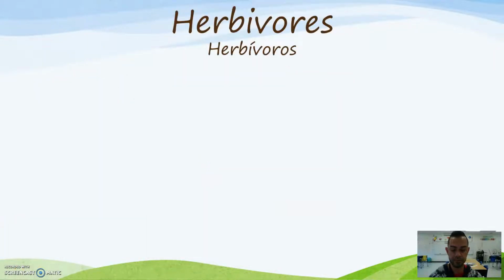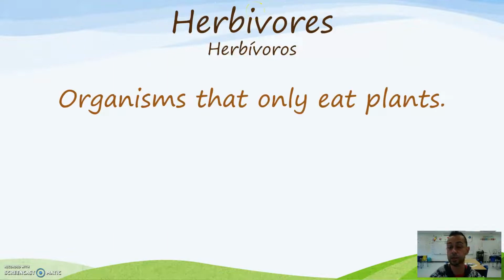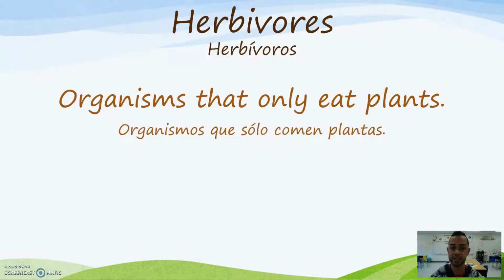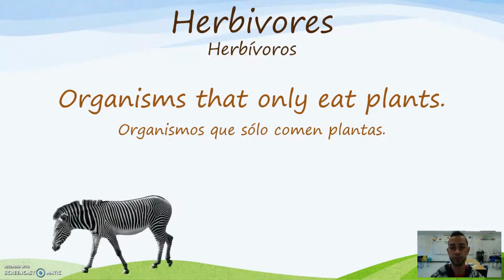So now we're going to be talking about the different groups of consumers. Remember that they are called consumers because they need to eat another organism in order to get its energy. So the first group of consumers are the herbivores. Herbivores are the animals or organisms that eat only plants. They get their food or their energy by eating plants. So for example, the zebra is a herbivore.